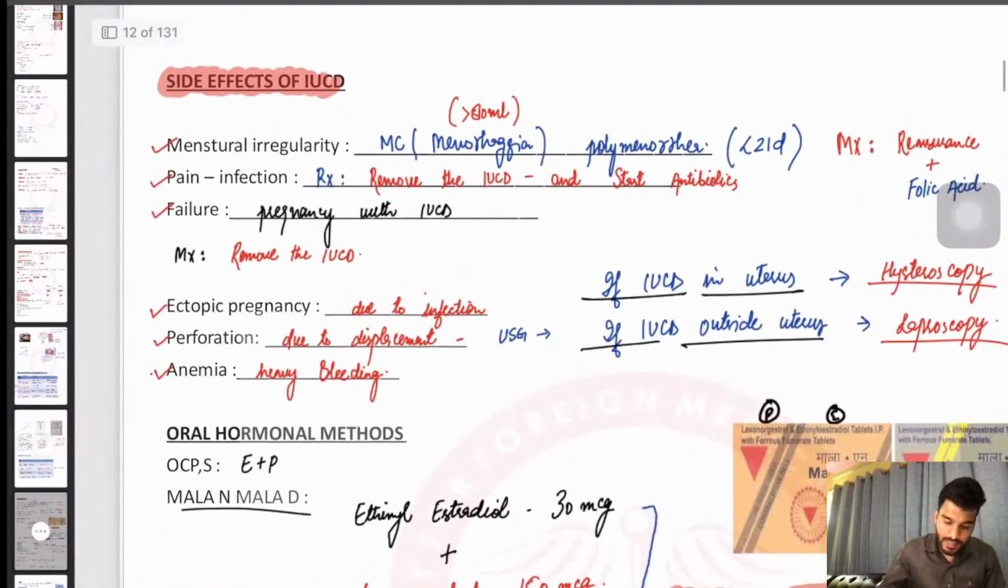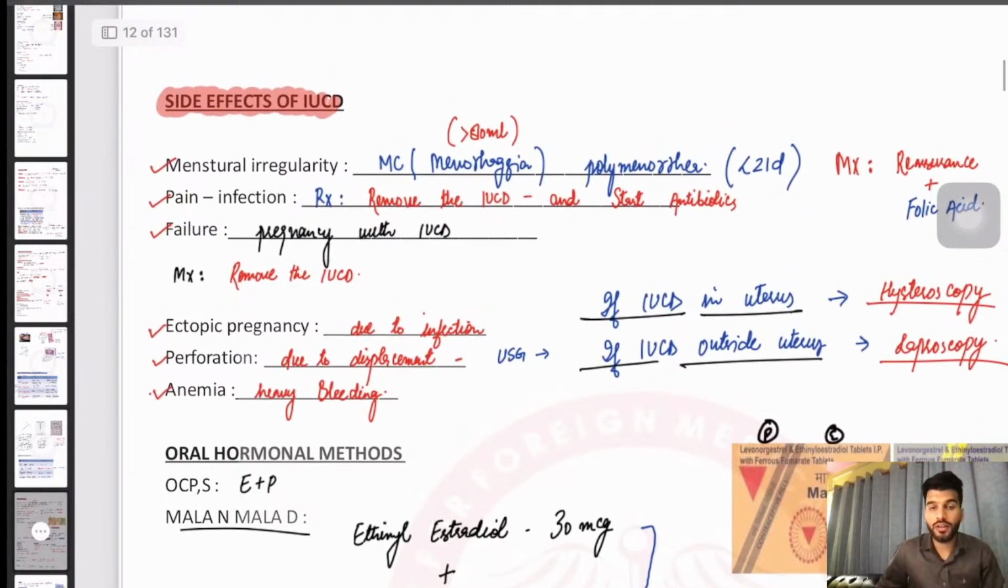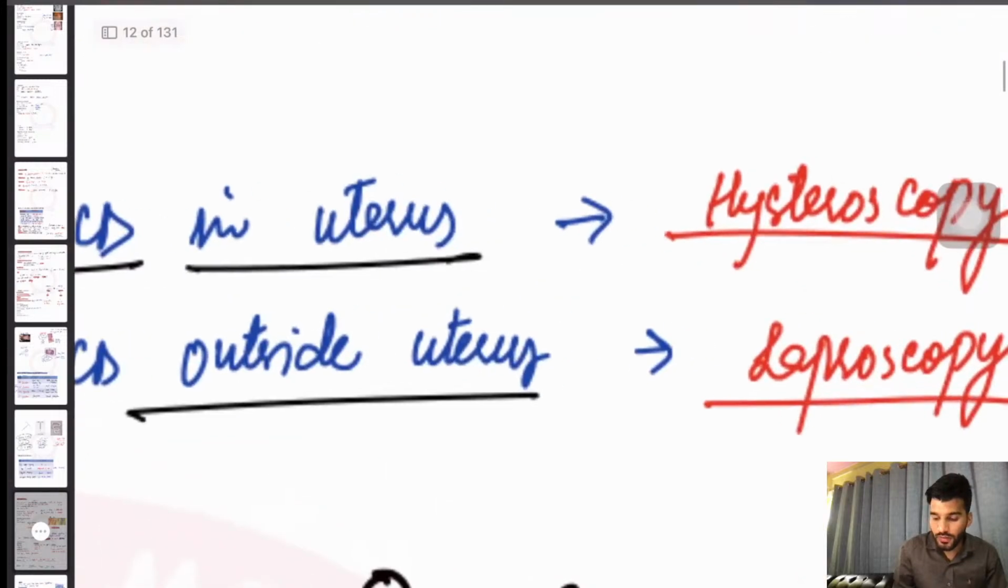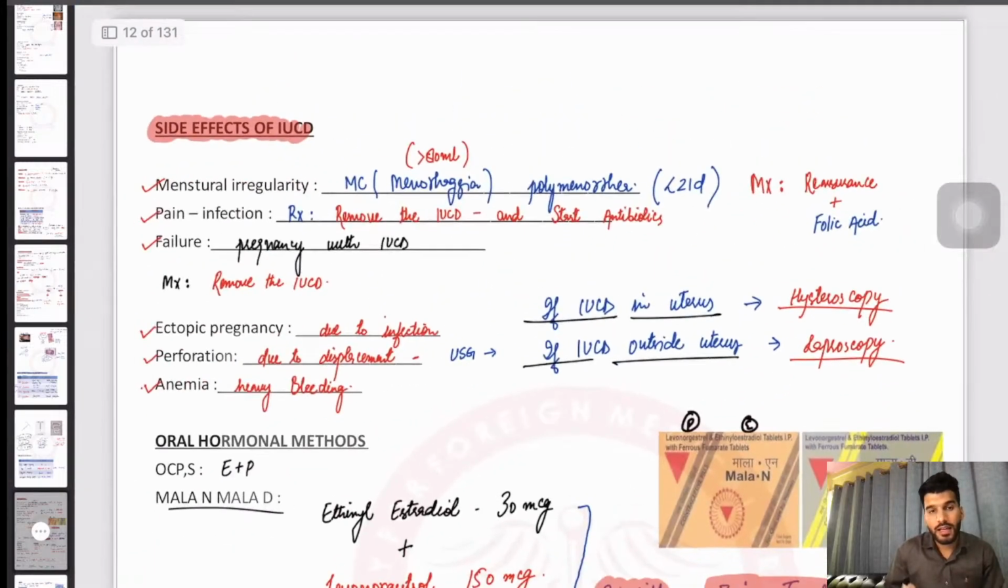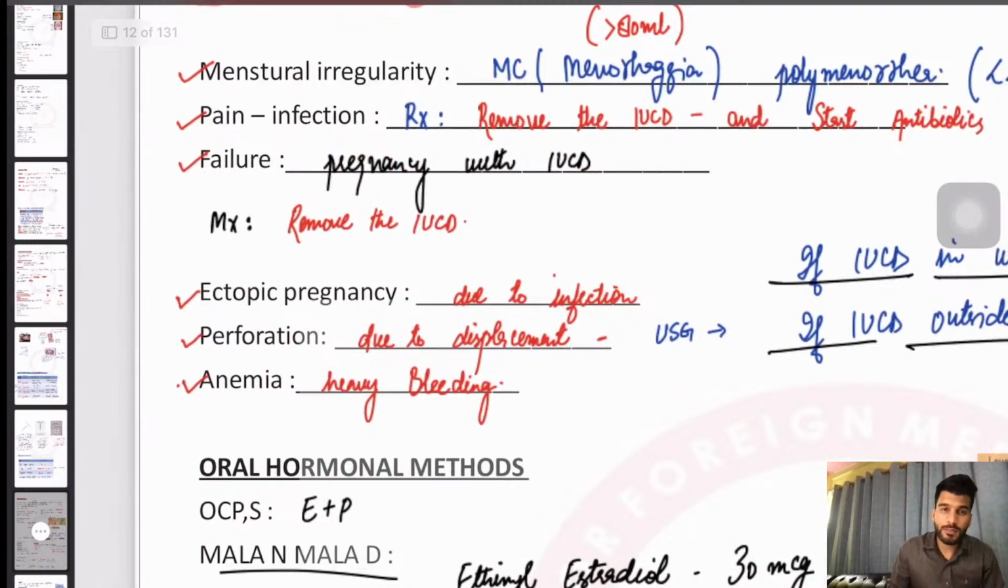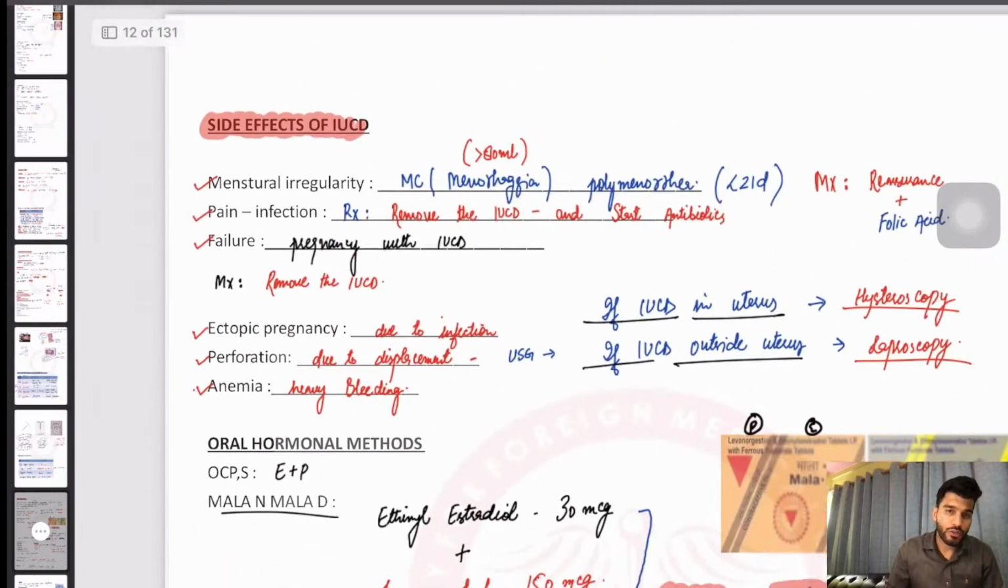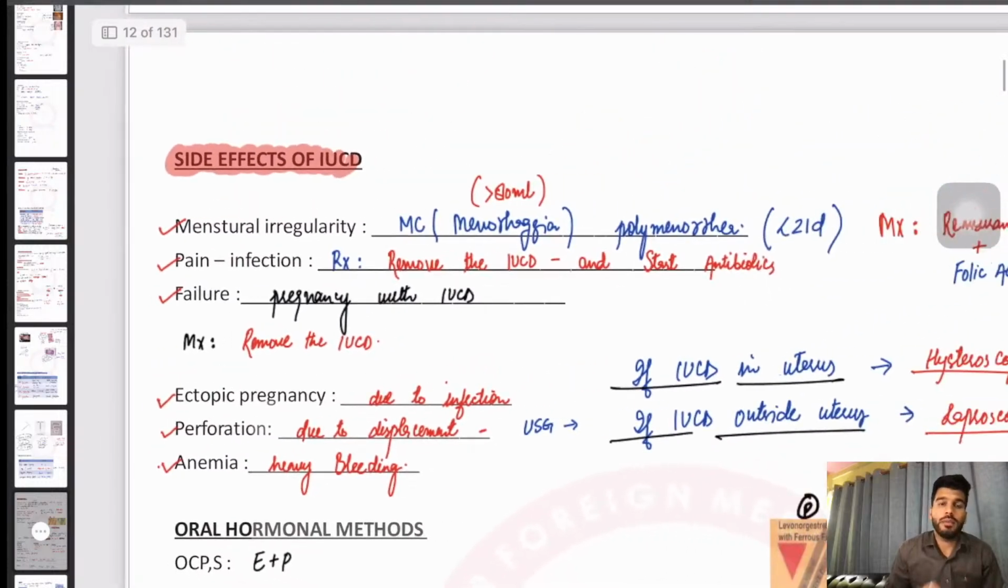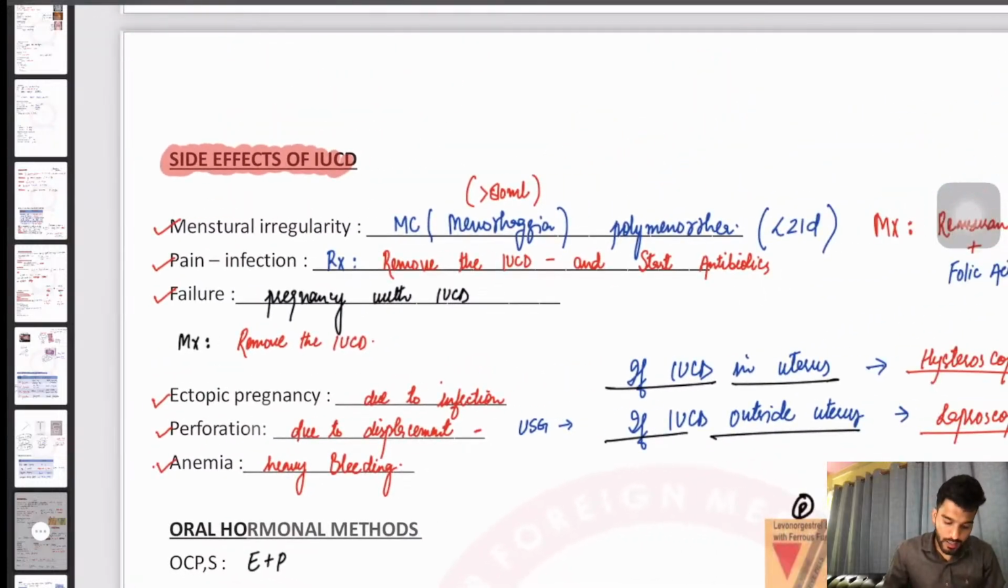Then the side effects, guys: they can cause menstrual irregularity, having menorrhagia. They can cause pain and infection, which can be the cause of a removed IUCD. If there is a failure, and it's inside the uterus, hysteroscopy; if outside the uterus, laparoscopy. Due to the infection, they can cause ectopic pregnancy. Due to displacement, they can cause perforation. And due to heavy bleeding, they can cause anemia. These are all the side effects of IUCDs.